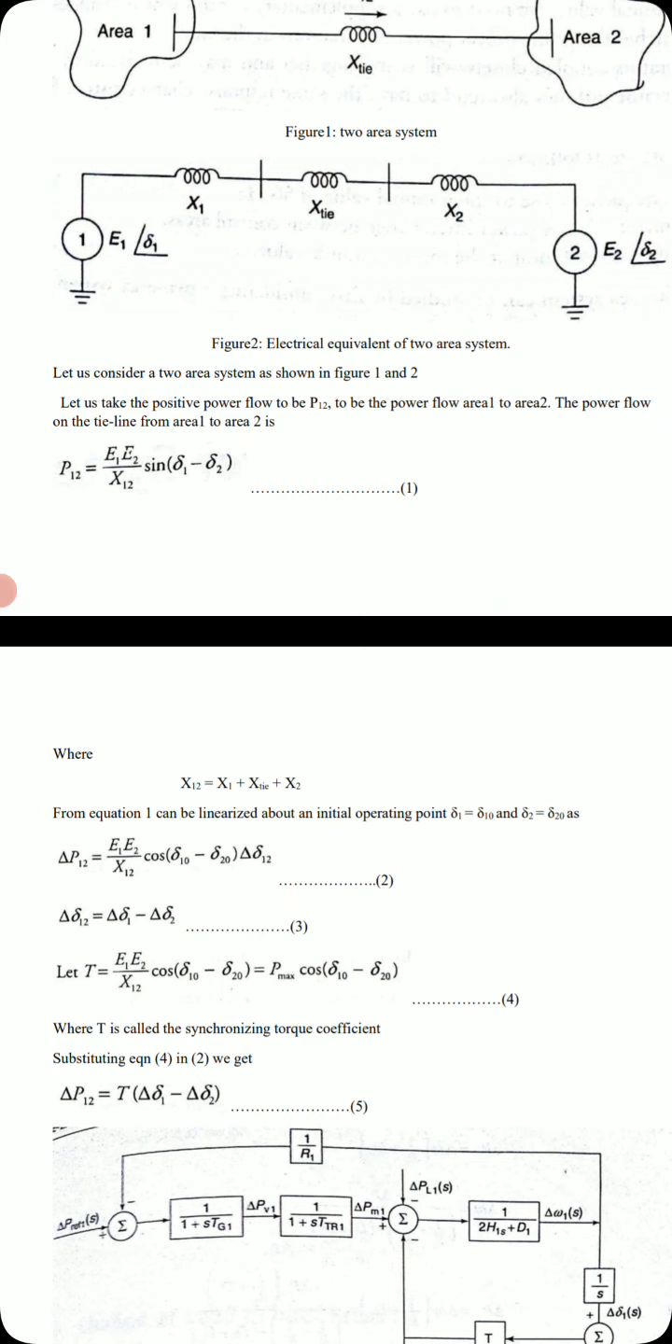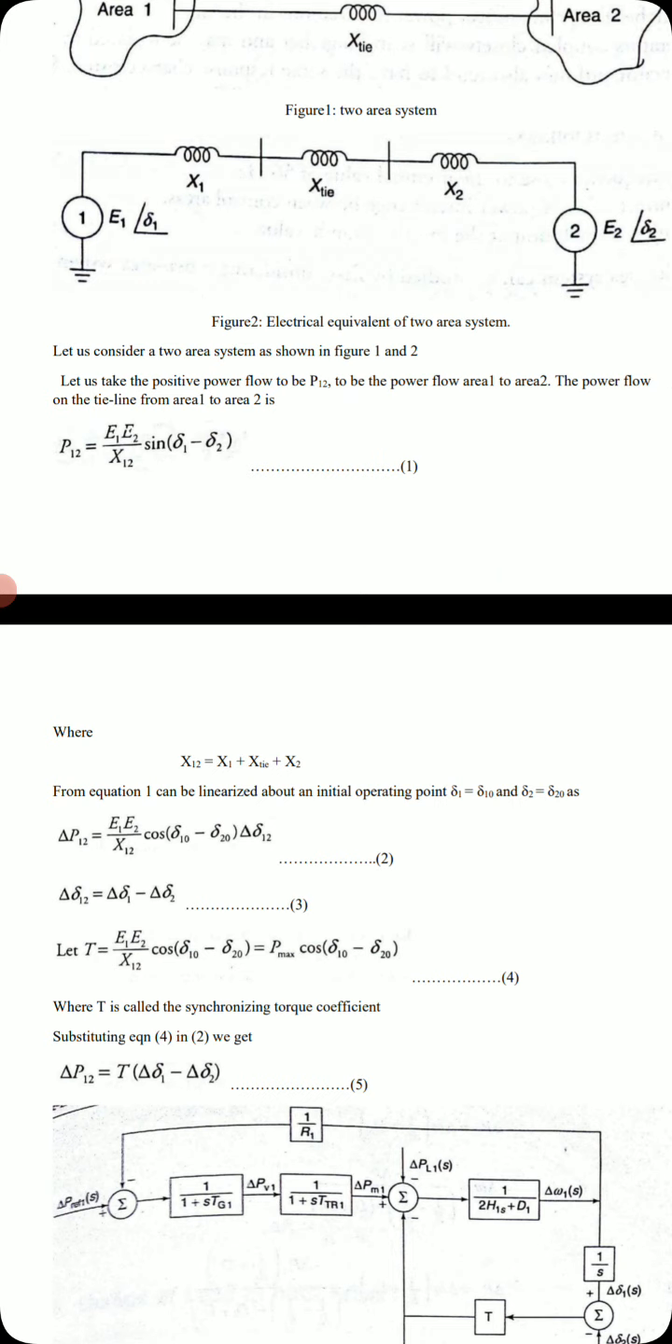Equation 1 can be linearized about the initial operating point. So we can take delta 1 as delta 10 and delta 2 as delta 20. The power transfer change delta P12 is given by E1 E2 by X12 cos of delta 10 minus delta 20 into delta 12, where delta 12 is nothing but delta 1 minus delta 2.